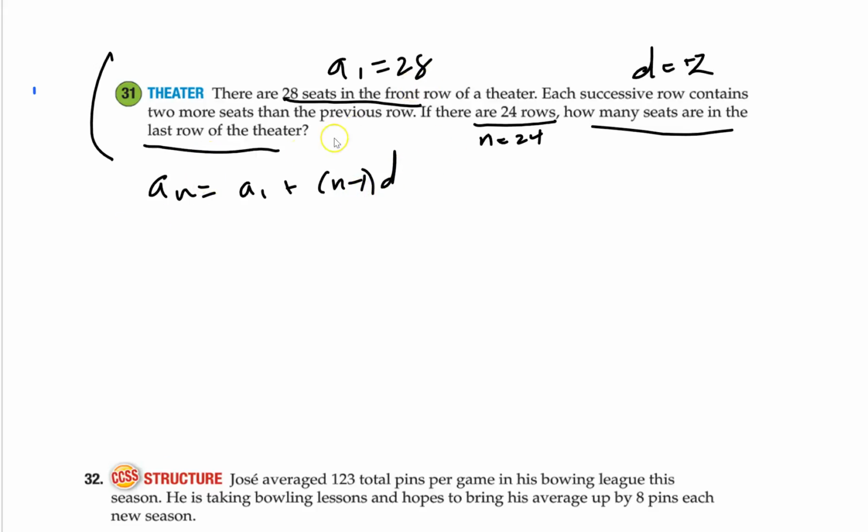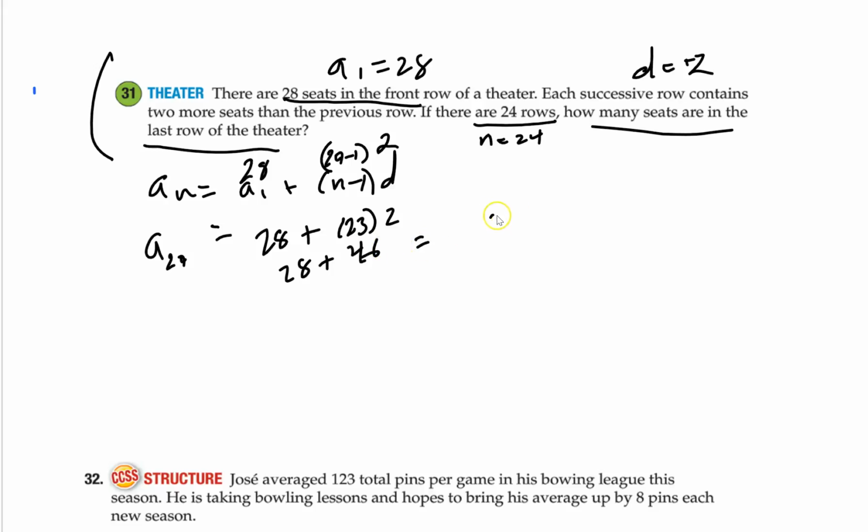And you already need a1, which is 28. Common difference is positive 2. n is 24. There are 24 rows. Plug it all in, and the number of seats in the 24th row is 28 plus 23 times 2. So that's 46 plus 28, so 74. There's 74 seats in the last row.